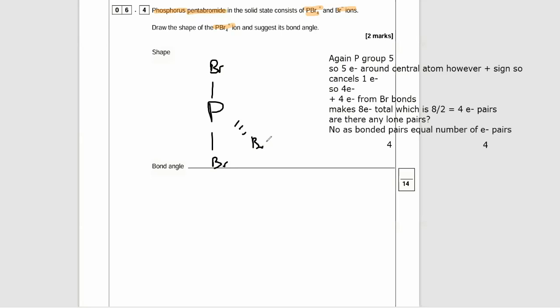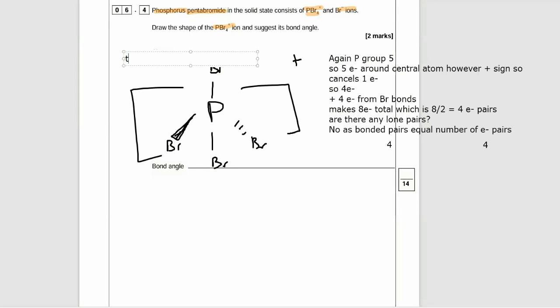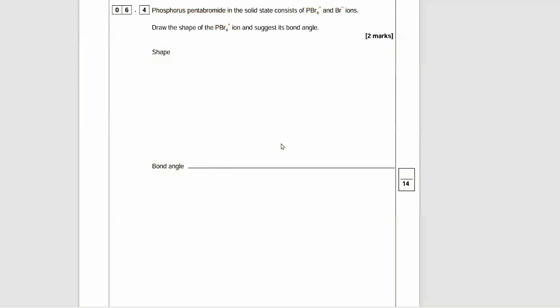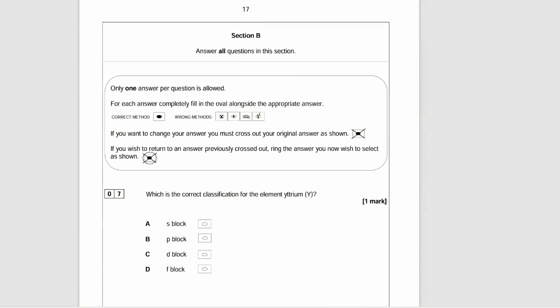So a bit like the last one, but we haven't got that extra repulsion, because bonded pair to bonded pair repulsion is less. So we've got a slightly bigger bond angle. We've got the 109.5 bond angle for this tetrahedral shape. And the 109.5 is the bond angle. And there we go. Don't forget your brackets and your little plus sign because it's an ion.